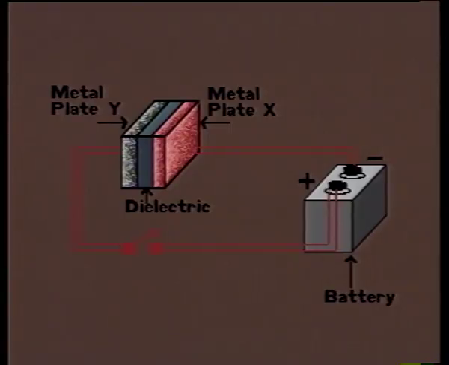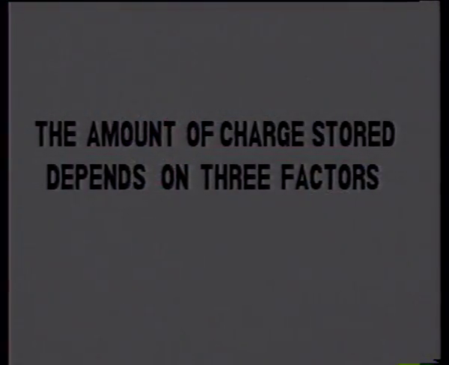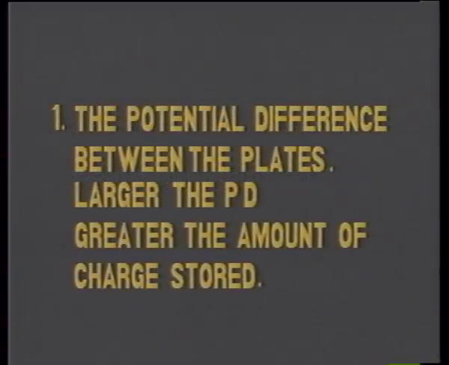When we open the switch, the charge remains. This experiment demonstrates that a capacitor can be used for storing a charge. The amount of charge stored depends on three factors. First, the potential difference, or PD, between the plates. The larger the PD, the greater the amount of charge stored.